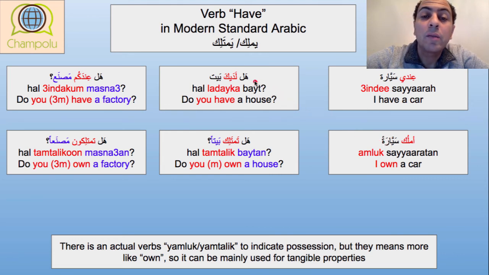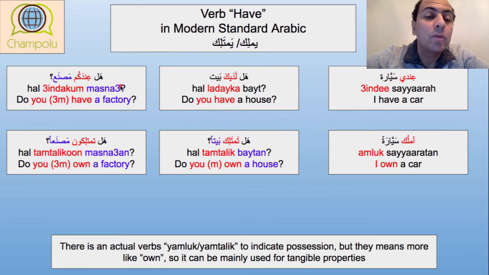Similarly, we can say something like هل لديك بيت? Do you have a house? Or we can say هل تمتلك بيتا? Notice that the noun that comes after the verb has tanween fatha in it, which, if we remember from the lesson about tanween, is an indication that it is in the object position. So here we can say bayt, and in the object position it's baytan. And here we have sayyara, and in the object position it's sayyaratan.